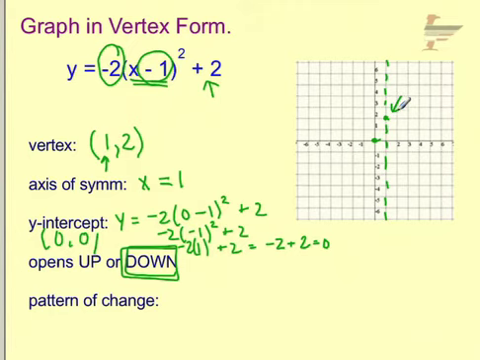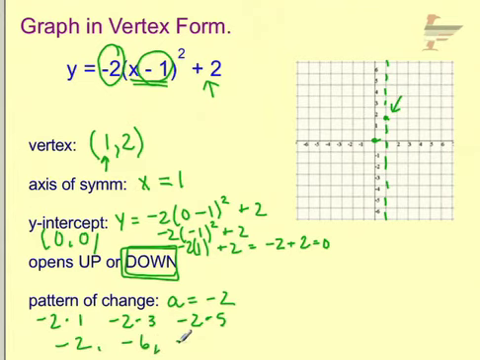It is opening down. Pattern of change, we look at our a value is a -2, and we do -2 times 1, 3, and 5. So -2 times 1, -2 times 3, and -2 times 5. So we have a -2, -6, -10 pattern of change.